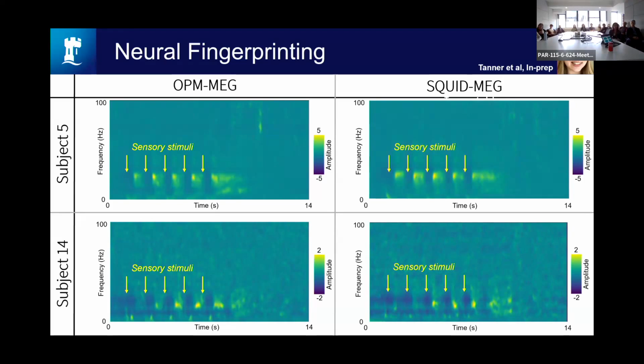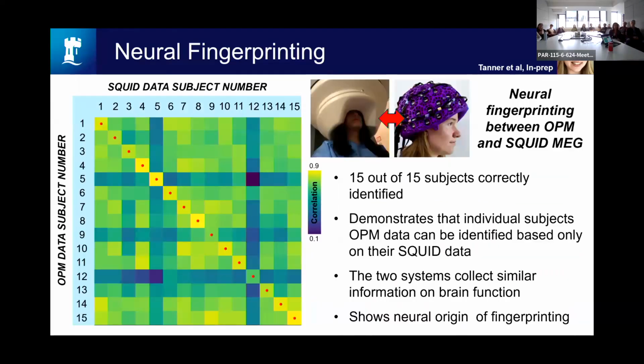So you can already see the sort of basis for this fingerprinting. These two signatures are different, but they're consistently different across the two people. And then we did this with 15 people. That's really hard to see on there, or maybe it's just my color blindness. But basically what you want, if you can identify people, is a dot along the leading diagonal of that matrix. And so we were able to identify 15 out of 15 people using their SQUID MEG data compared to their OPM. So these two machines really are collecting the same information about people.